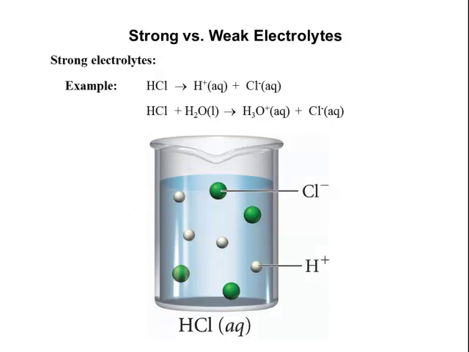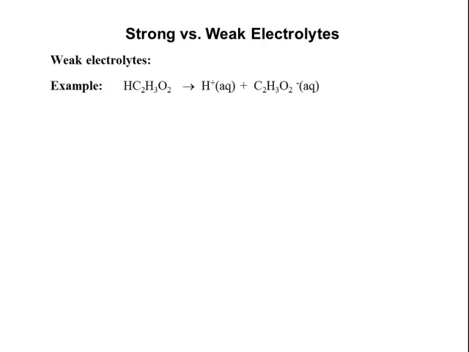However many moles of HCl we're putting in, we're getting that many moles of each individual ion out. That's a strong electrolyte. Let's look at what makes up a weak electrolyte then. If I have acetic acid, HC2H3O2, it forms H+ and C2H3O2-, and we could represent that as forming the H3O+ and the acetate ion as well.